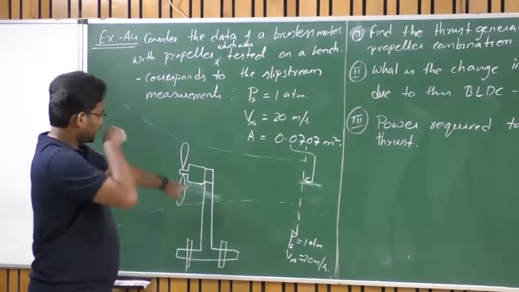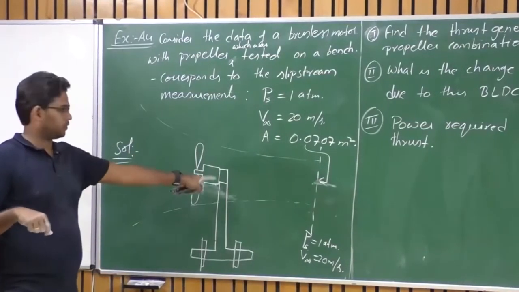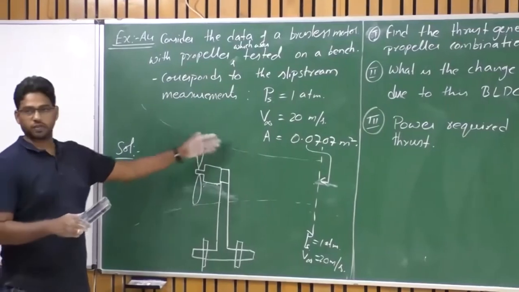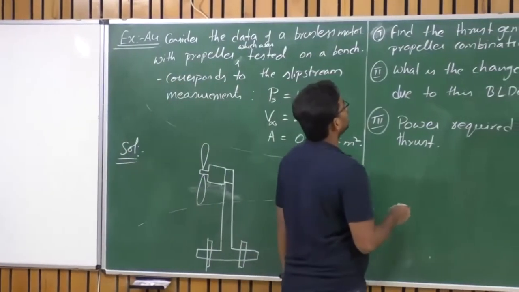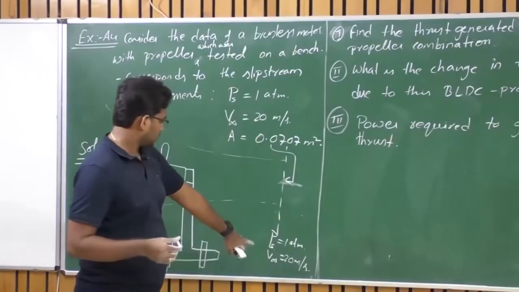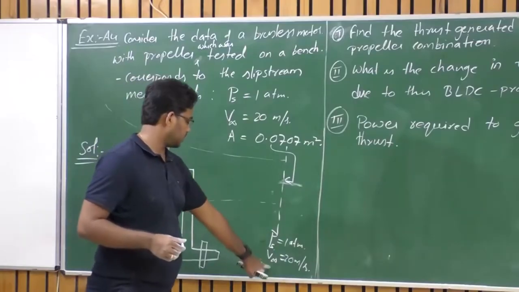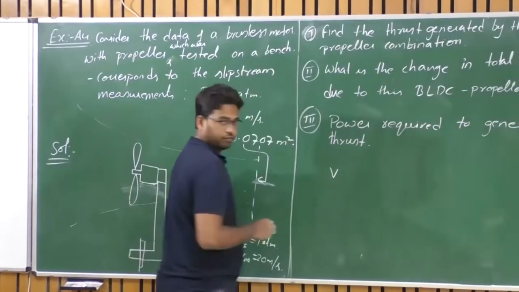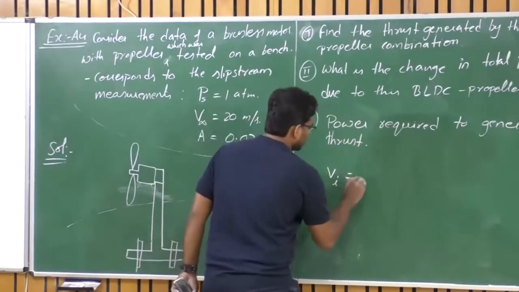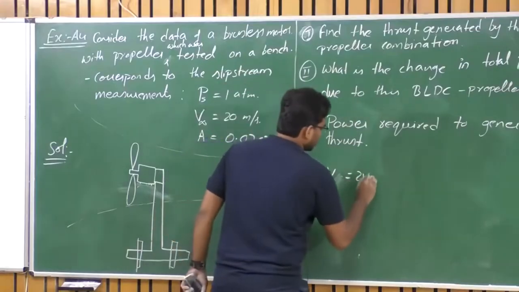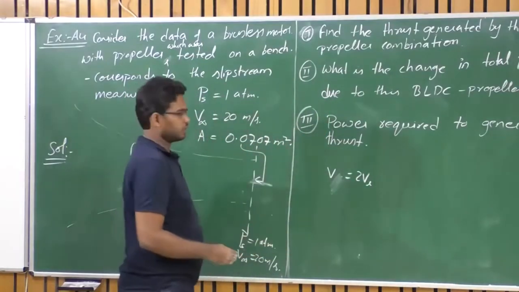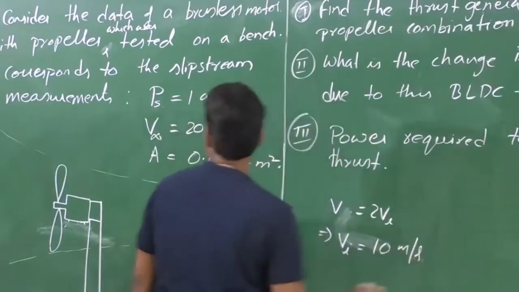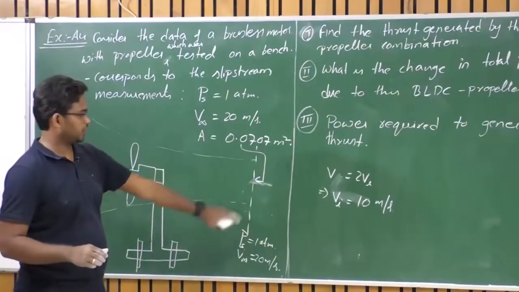Straightforward, right? So let's assume the interference is negligible with the flow, so with this attachment and the rest of the setup, let's assume that they are not going to interfere with the flow here. Find the thrust generated by the motor and the propeller combination. With this information, V at this particular station is about 20 meters per second. We know the relationship between this Vi and V, isn't it? So what is Vi here? V at this particular station is two times that of Vi, because the pressure is 1 atmosphere, right? So Vi is equal to 10 meters per second.